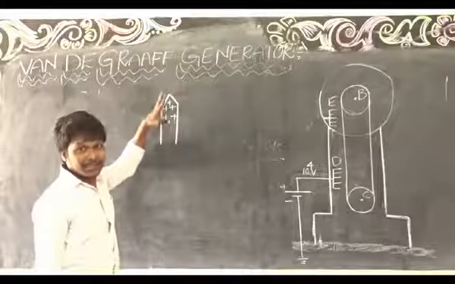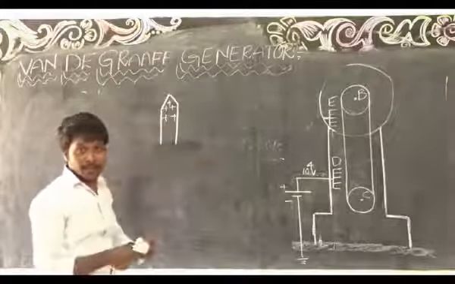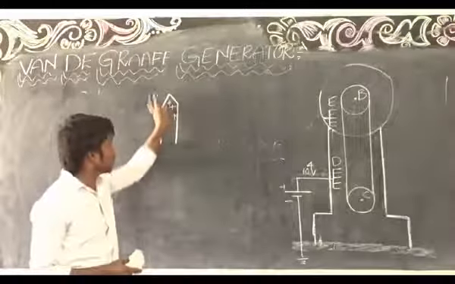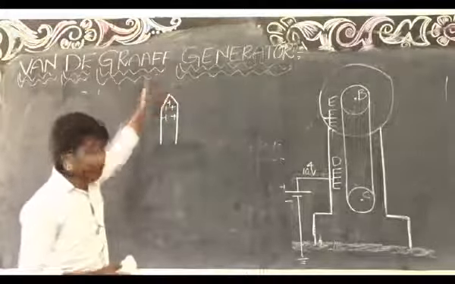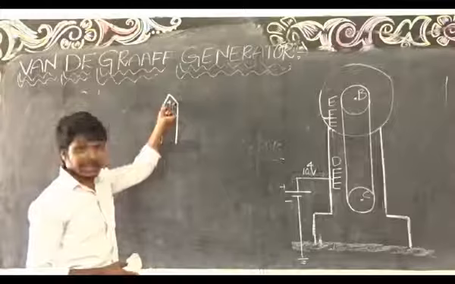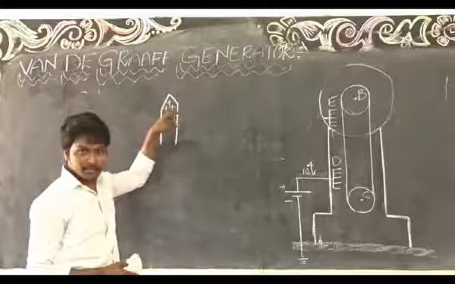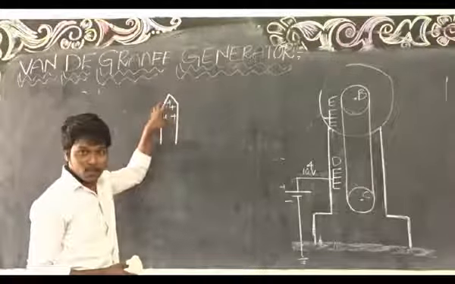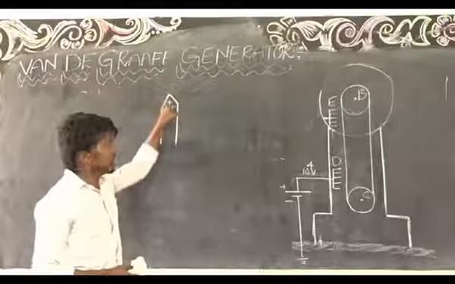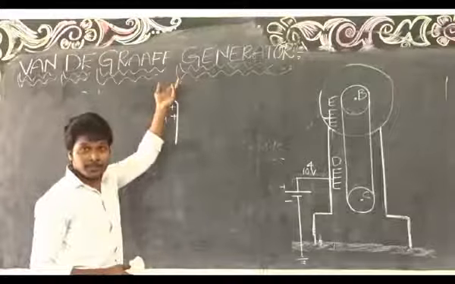Here is the lightning arrestor, which I explained in the previous class. This has a small radius of curvature, so here the positive charge is more compared to here. Right, here the radius of curvature is very small, so at that part the positive charges are more. More positive charges means at the center it will create more electric field.